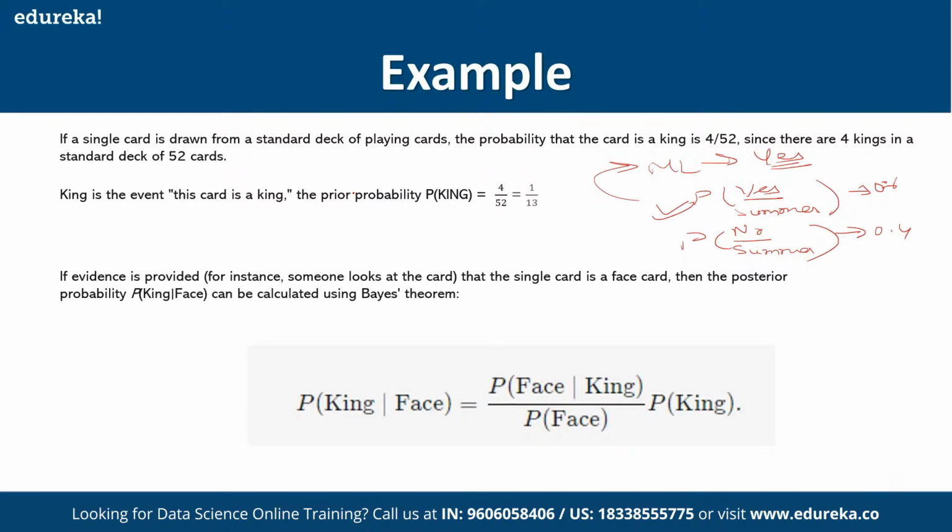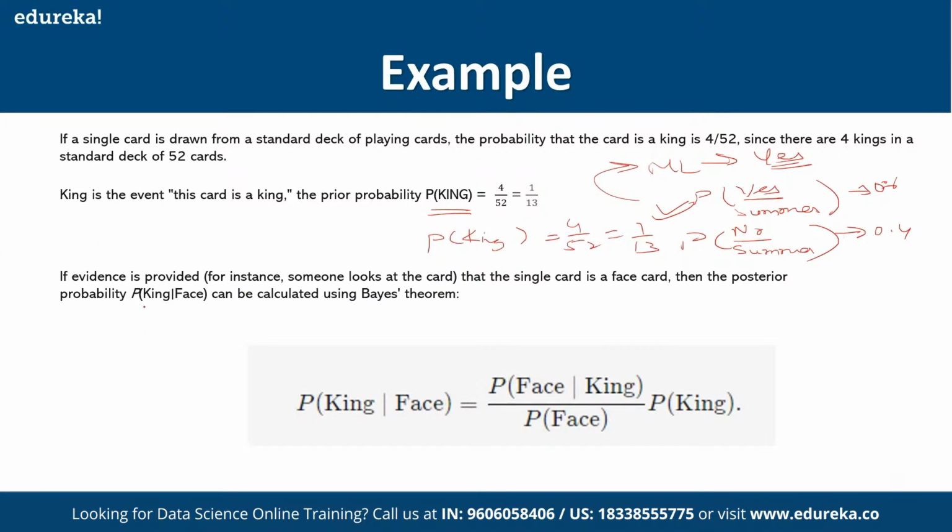Let us also do one more calculation. What is the probability of you finding a king in a deck of cards? It is 4 by 52, which is equal to 1 by 13. So this is the probability that you will find a king in a deck of cards, 4 by 52 or 1 by 13.